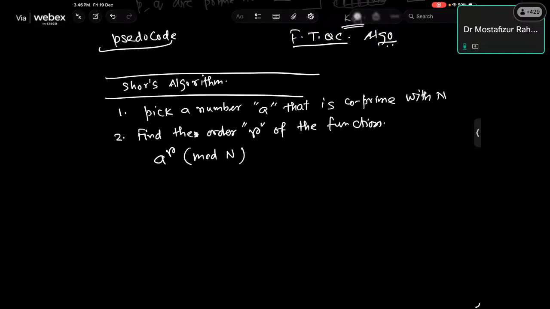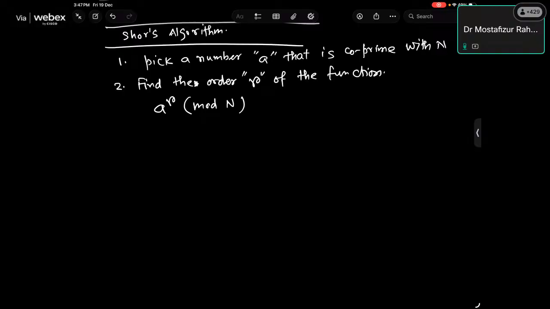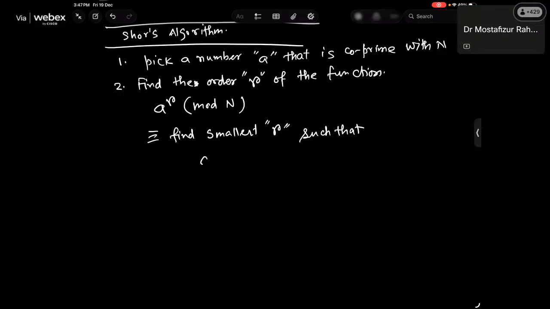Now you can ask me, what is this modulo? Why does the power come here? I'll explain with examples, don't worry. Just let me write the pseudocode for this algorithm, and then I'll come back to each and every point. So this is equivalent to finding the smallest r such that a to the power r is equivalent to 1 modulo n.